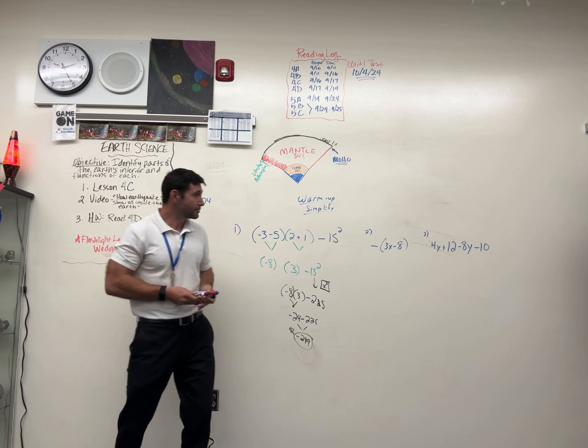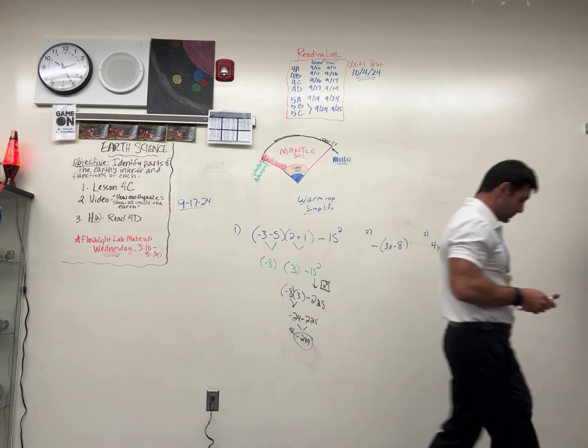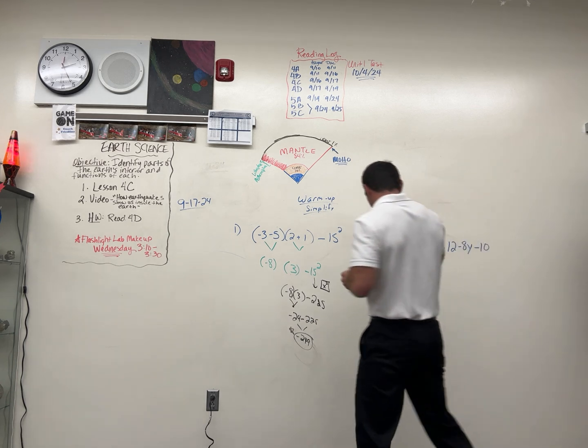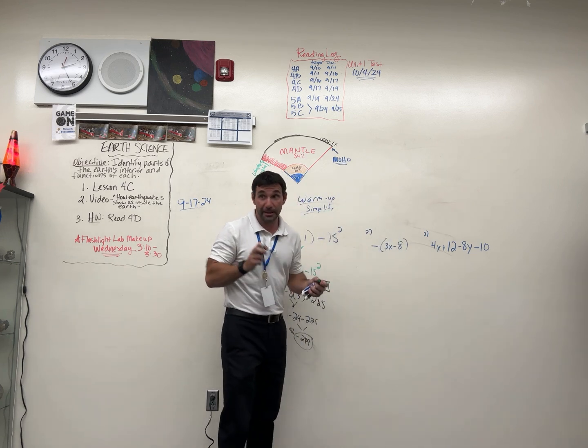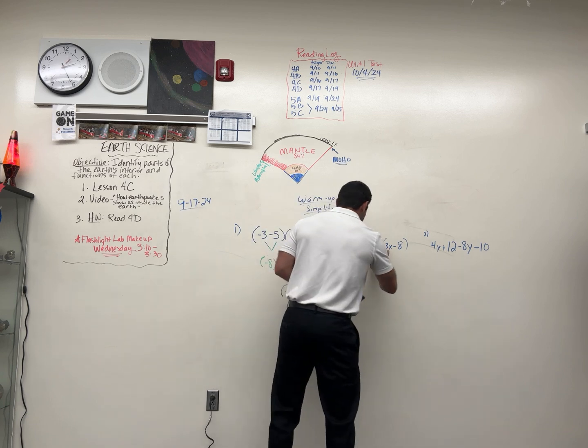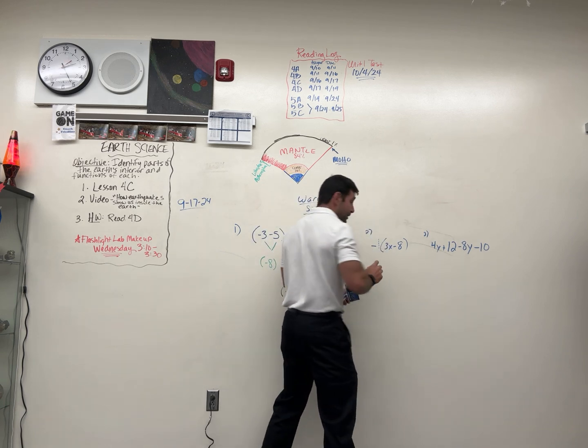Okay. Number 2. What do we do when there's a number smack dab outside of a parenthesis? Put a 1. So right now there's a negative sign outside there. And this is important. Listen to what Harlow said. What number do we put with it? 1. A 1. There is an invisible 1.